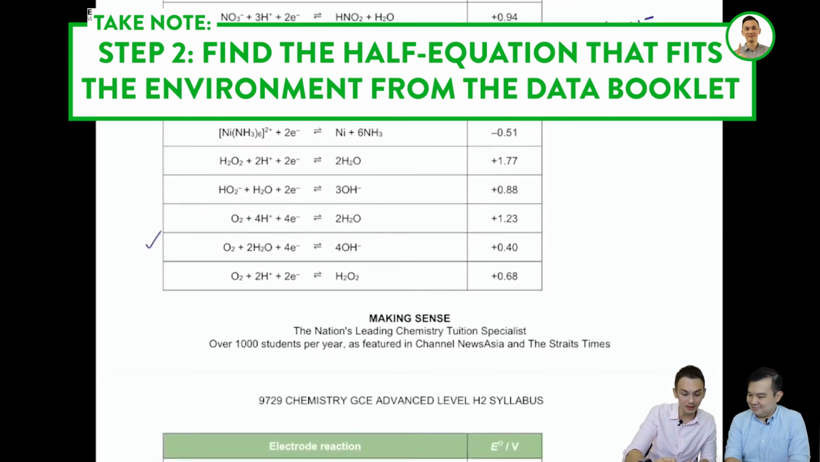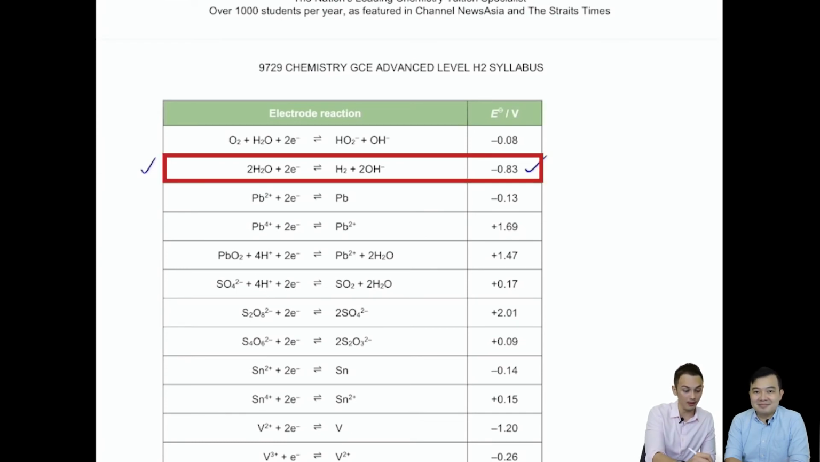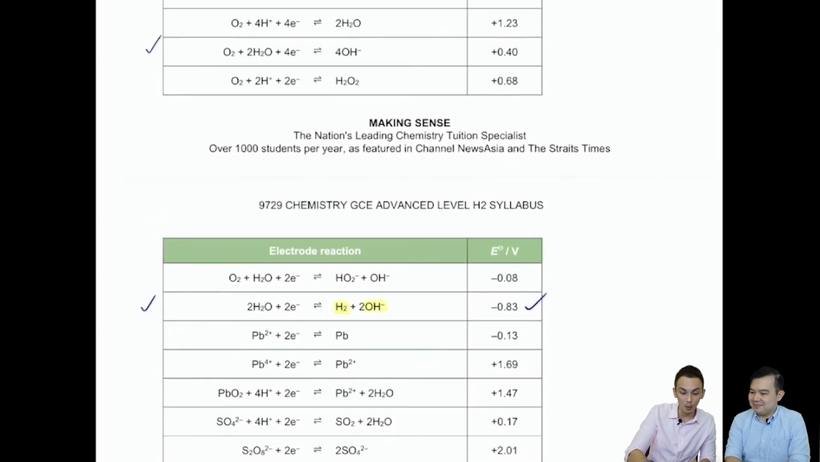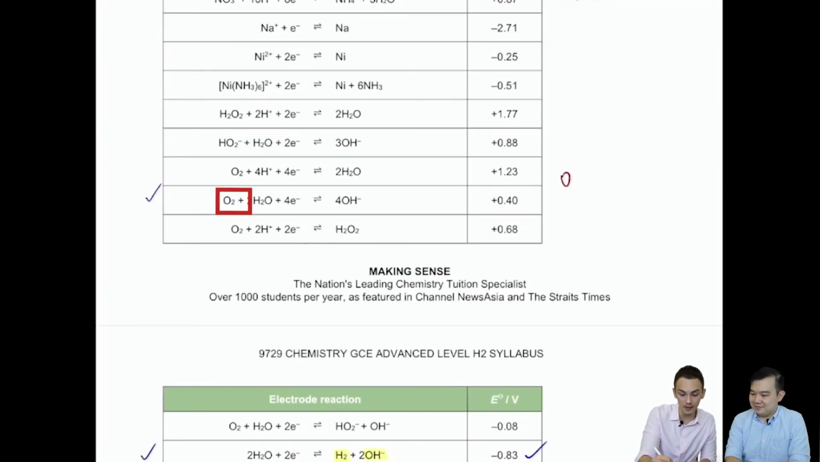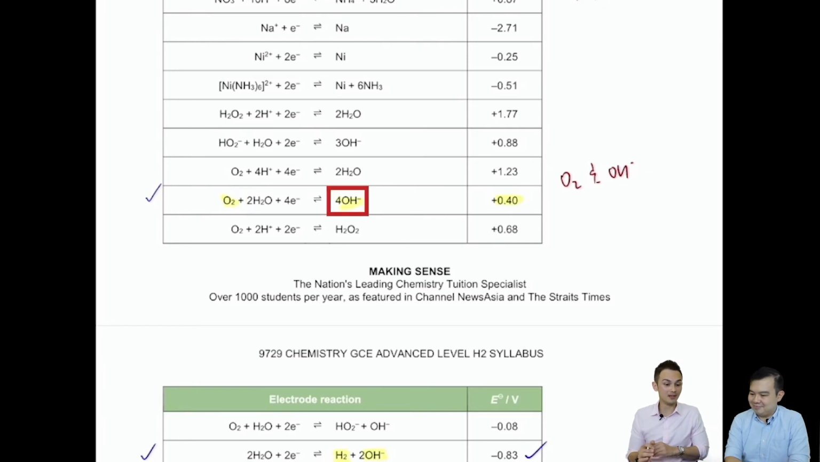So as you glance through the entire thing, you do realize over here, the one with negative 0.83 falls into what we're looking for, H2 and OH minus, right? You look carefully, there's no other equation that actually does this. Whereas on the other side, what do we have? We have O2 as well as OH minus, right? So again, we're going to find this equation, and you will see that the one with 0.40 is what we're looking for, O2 and OH minus. So this is what we mean by you fit the environment. Just find things that are inside the data booklet.